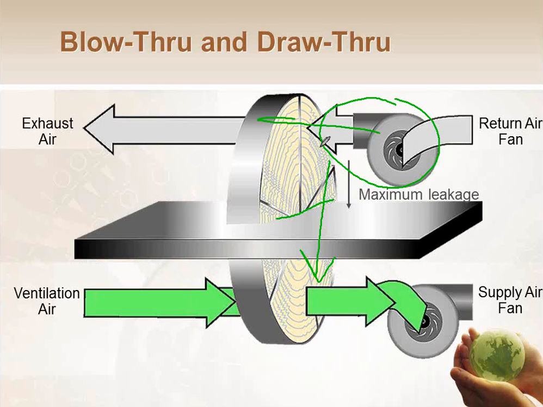And if I've got this fan pushing against the wheel, some of it's going to leak down. Then down here on the bottom, the supply fan's pulling the air that way. So I've got air pushing and air pulling at the same time, and that's pretty much going to guarantee me a fairly high leakage rate.